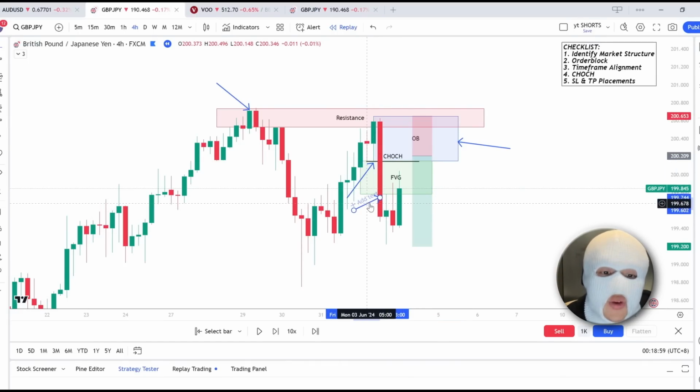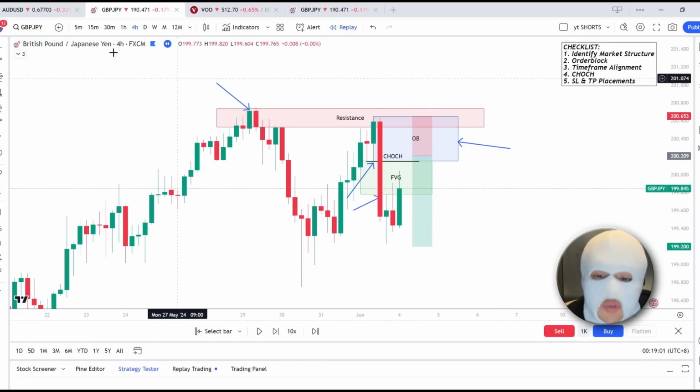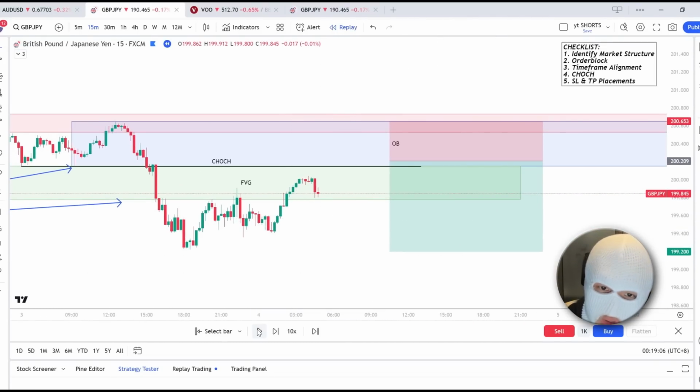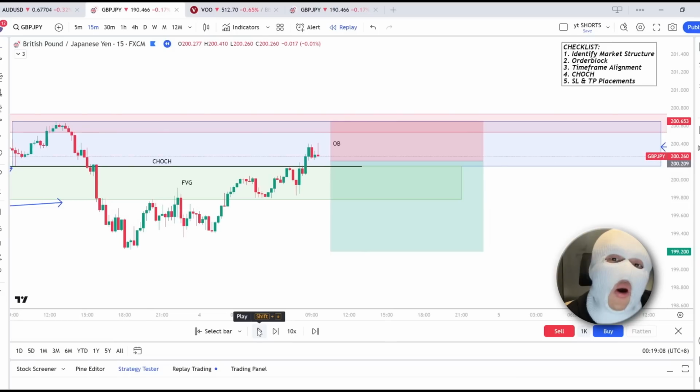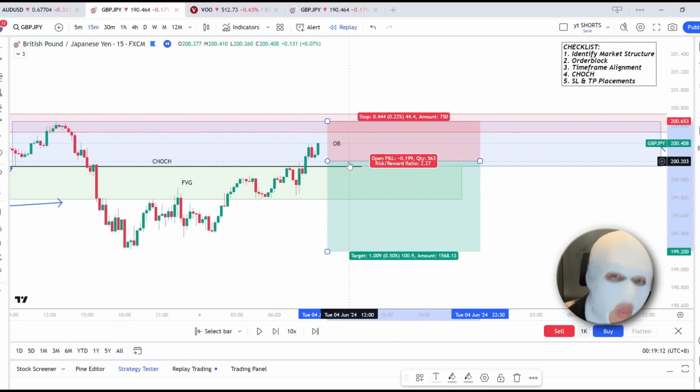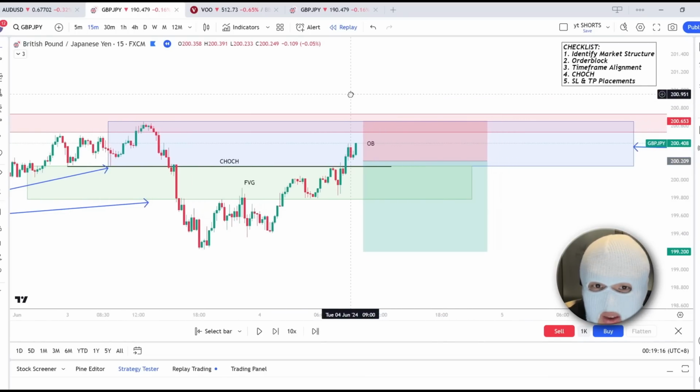Step 3. Time frame alignment. We drop down to the 15-minute time frame and observe a tap into the 4-hour bearish order block. Remember, 4-hour order block, we use 15-minute time frame confirmation. If we use a 1-hour order block, we use a 5-minute confirmation. So, in this specific example, since we are using the 4-hour OB, we need to use the 15-minute confirmation.